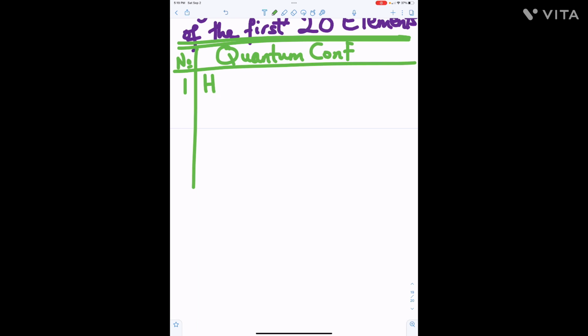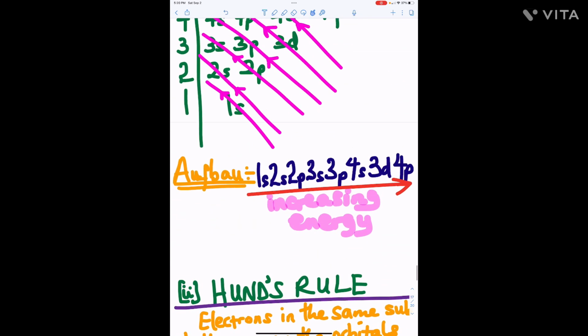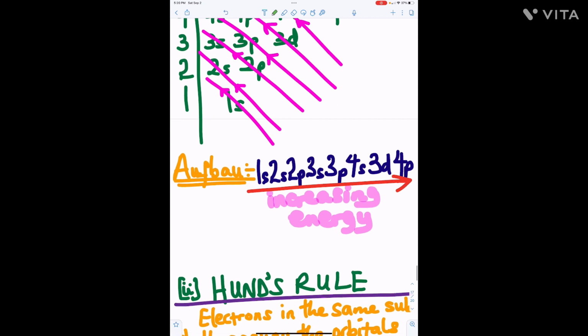Let me just write the symbol. Hydrogen has, okay, let's write the shell configuration first. The shell configuration of hydrogen is 1. It has 1 electron. That electron will be in the 1s subshell. You understand? We start filling the subshell starting from the lowest one. So we are supposed to fill the 1s subshell first. And any s subshell has just 1 orbital.